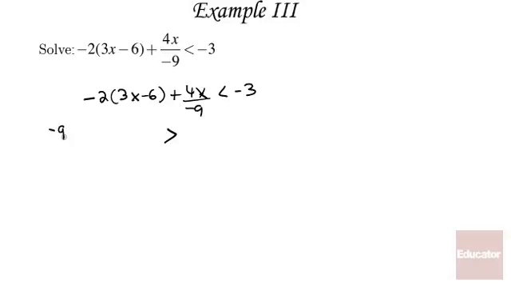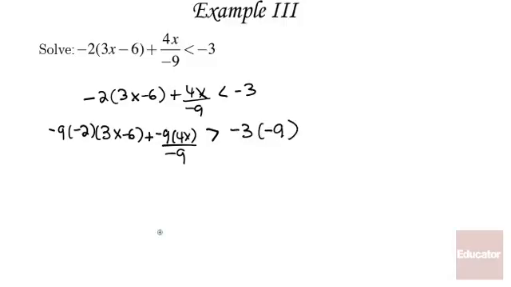This is going to be -9 times -2 times 3x minus 6, plus -9 times 4x divided by -9. It's greater than -3 times -9. Okay, so -9 times -2 is 18 times 3x minus 6. These negative 9's cancel out, and that's going to give me plus 4x is greater than -3 times -9, which is 27.